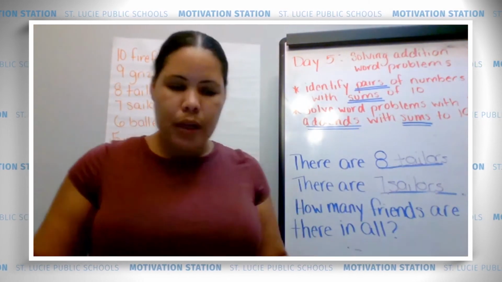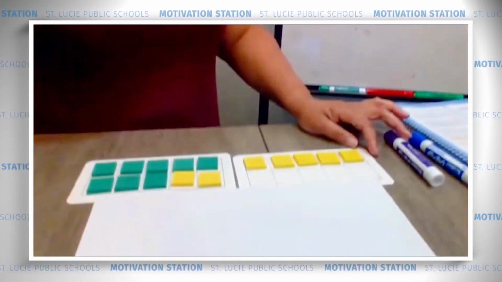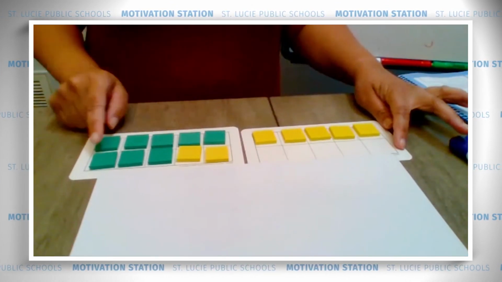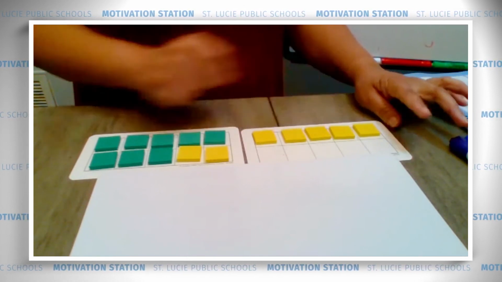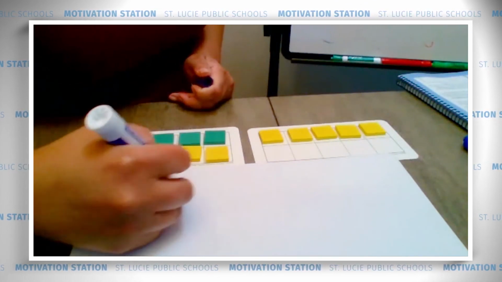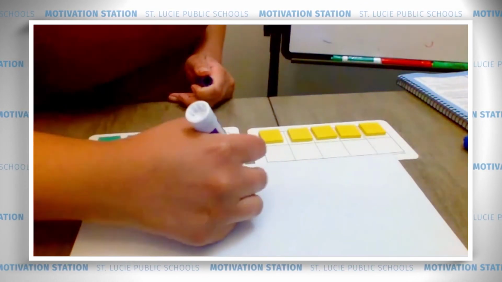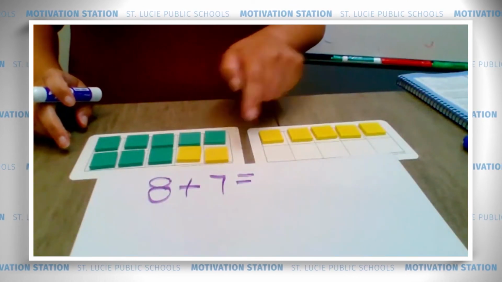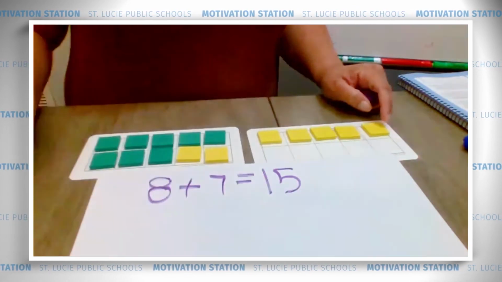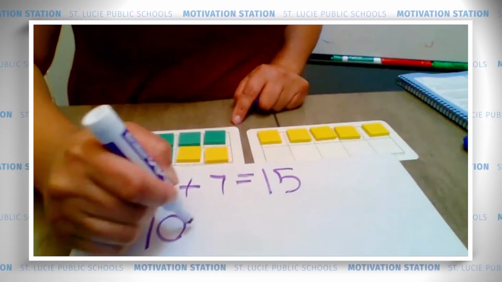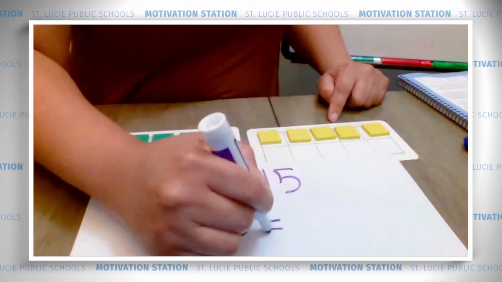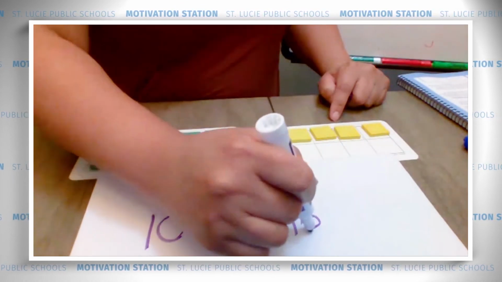Okay, are we ready to compare? Here's mine. How'd you guys do? 8 tailors, 7 sailors. 8 plus 7 equals 9, 10, 11, 12, 13, 14, 15. And because we have a full 10 frame, 10 plus our spillover of 5 equals 15.